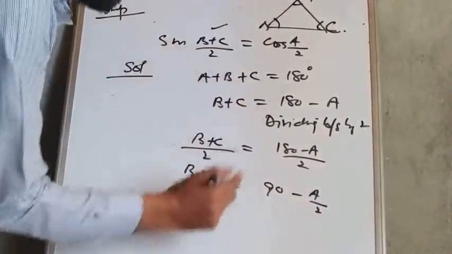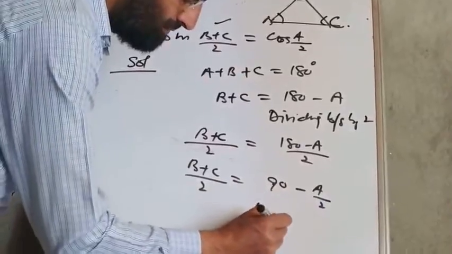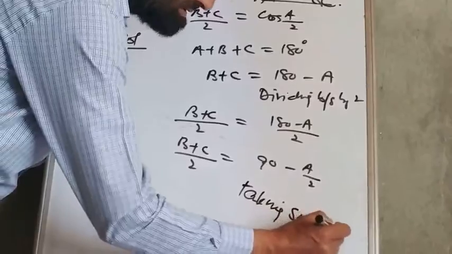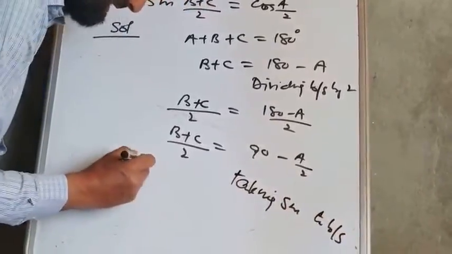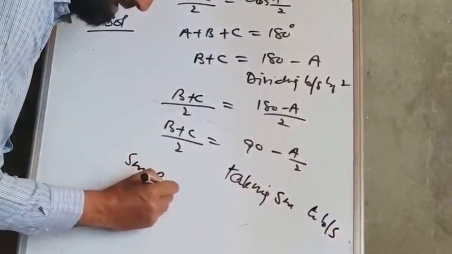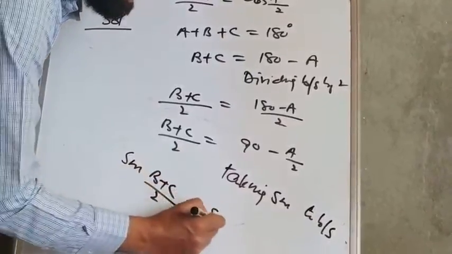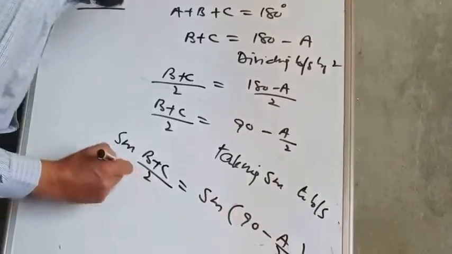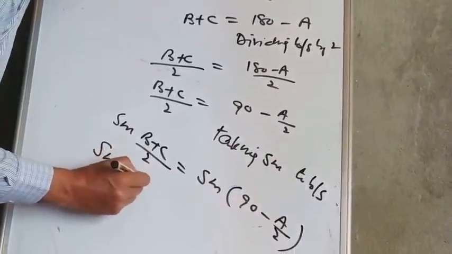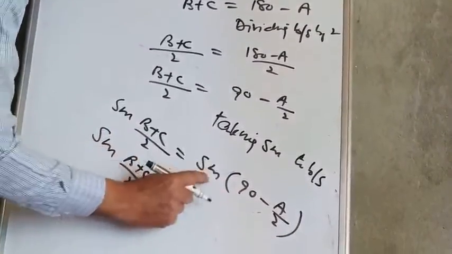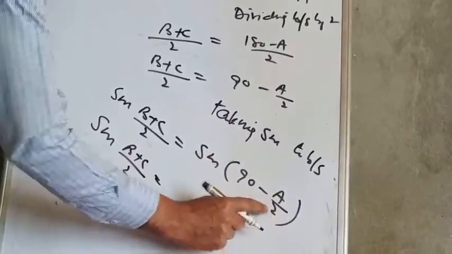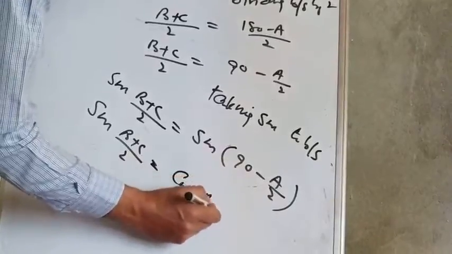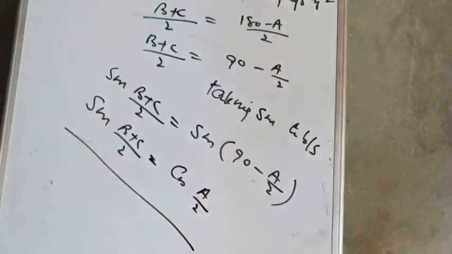Now taking sine to both sides. This is sine of B plus C divided by 2 is equal to sine of 90 minus A by 2. Sine 90 minus theta is cos theta. So we write here cos theta. What is theta here? A by 2. So this was to be proved.